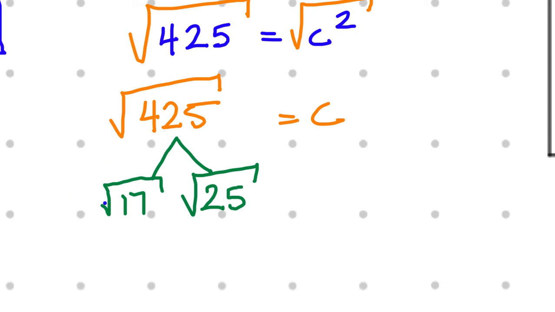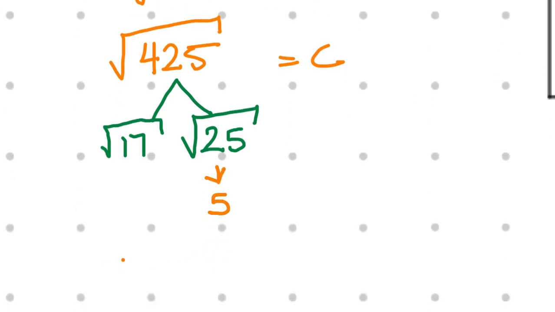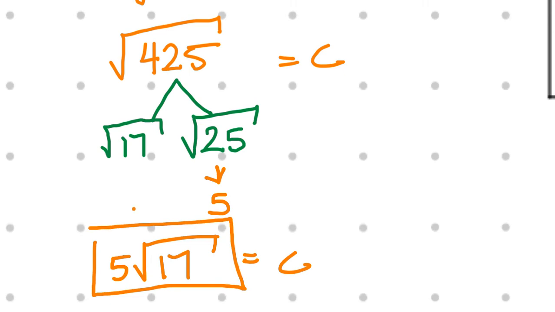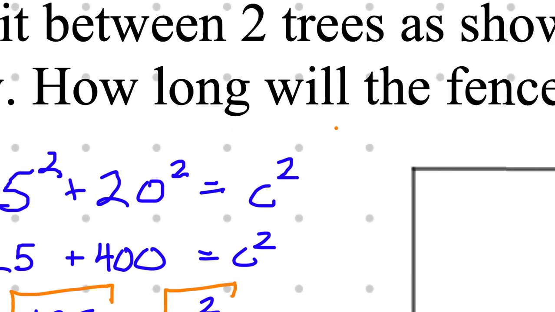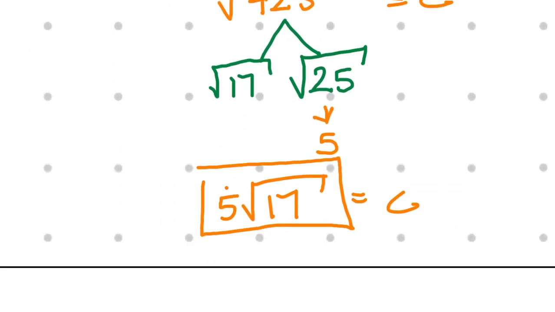And then from here, I just leave the radicals on both of them. Well, I know what the square root of 25 is. That actually turns into 5. So my answer is 5 square root 17 is equal to c. And that is what I'm looking for. And it didn't say to round or anything. It just said how long will the fence be. The fence will be 5 square root of 17.